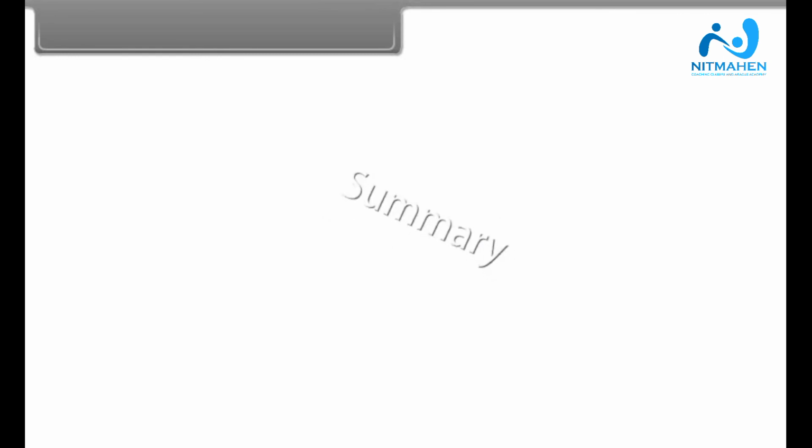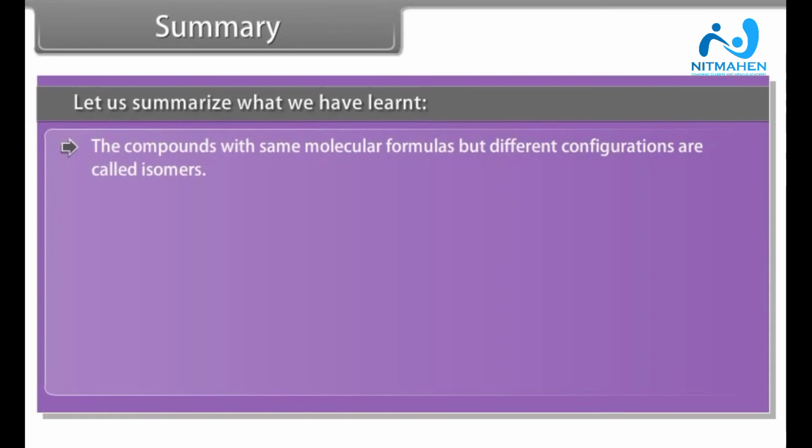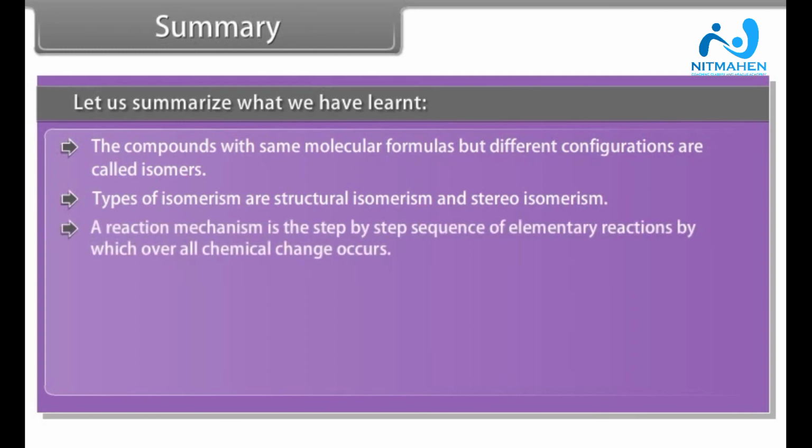Summary. Let us summarize what we have learnt. The compounds with the same molecular formulas but different configurations are called isomers. Types of isomerism are structural isomerism and stereoisomerism. A reaction mechanism is the step-by-step sequence of elementary reactions by which an overall chemical change occurs.